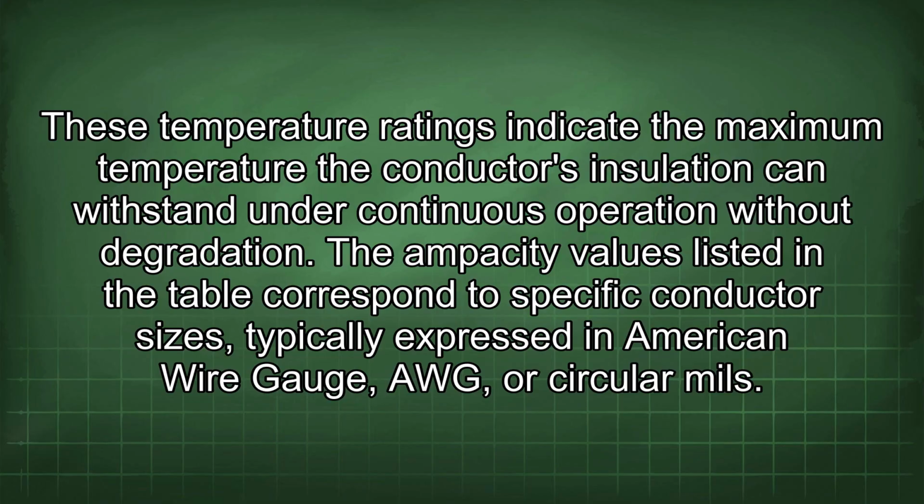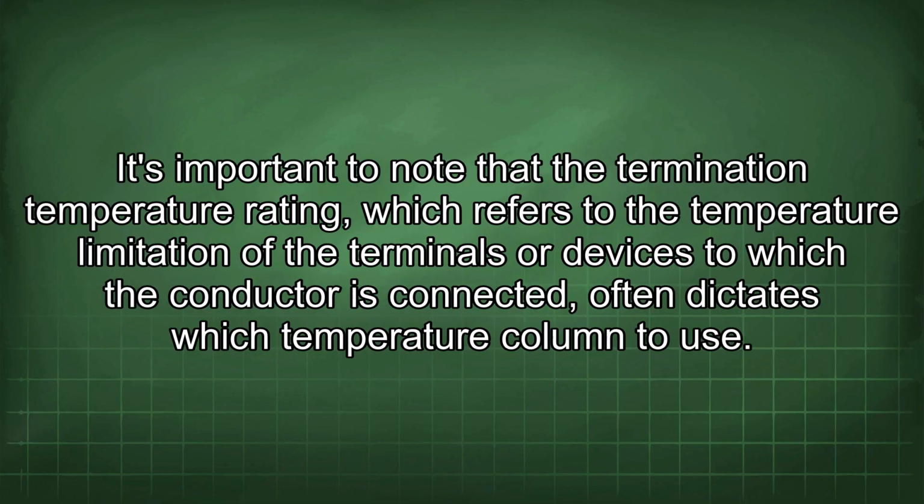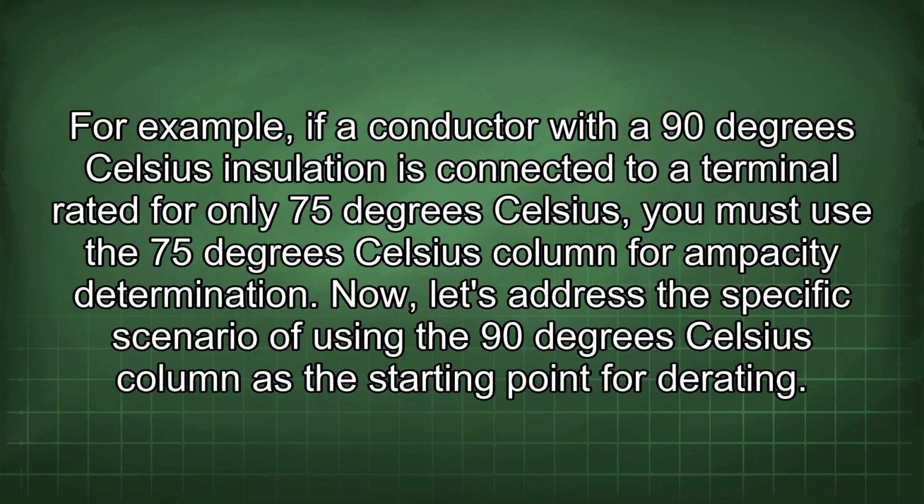circular mils. When using Table 310.16, the first step is to identify the appropriate column based on the conductor's insulation type and its termination temperature rating. It's important to note that the termination temperature rating, which refers to the temperature limitation of the terminals or devices to which the conductor is connected, often dictates which temperature column to use. For example, if a conductor with a 90 degrees Celsius insulation is connected to a terminal rated for only 75 degrees Celsius, you must use the 75 degrees Celsius column for ampacity determination.